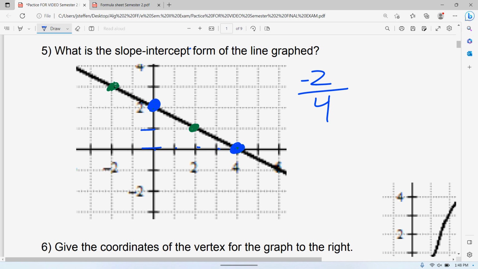Since I went down, the numerator is negative. Since I went to the right, then the denominator is positive. So then reduce this, that is negative 1/2. Now again, you could have done the other way around.